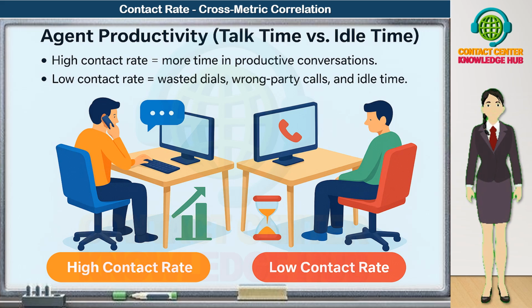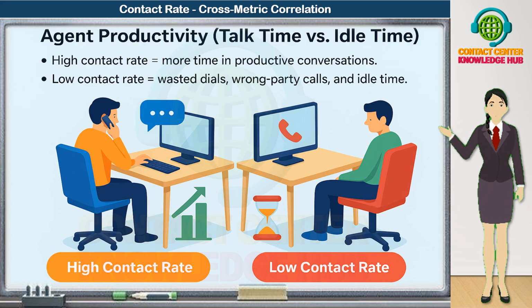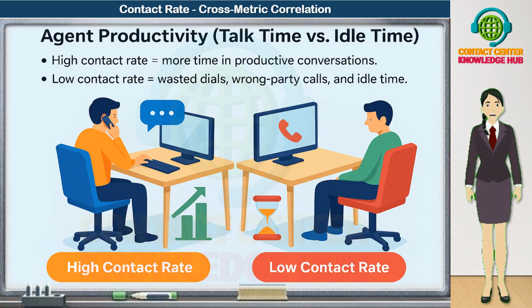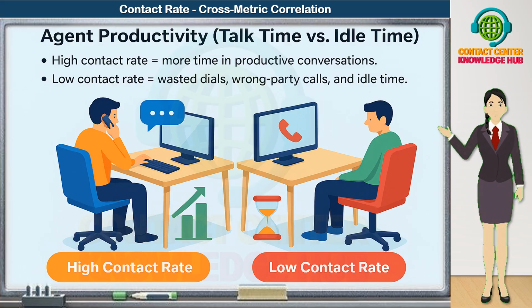However, when the contact rate is low, agents face the opposite reality. Long stretches of idle time, repetitive wrong-party calls, and a growing sense of frustration, even though the agent's effort doesn't convert into real results. In short, contact rate determines whether your outbound operation is truly efficient or just busy. Impact. A higher contact rate drives better agent utilization, more meaningful conversations, and stronger morale, while a low contact rate leads to wasted effort and declining productivity.